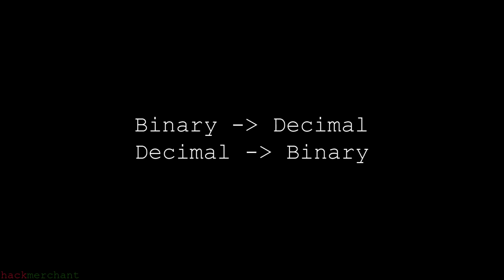Hi everybody, today we'll learn how to convert a binary number to a decimal number and a decimal number to a binary number. And to briefly mention what the binary numeral system is, the binary numeral system or base 2 numeral system is a numeral system that uses only two numbers, 0 and 1.